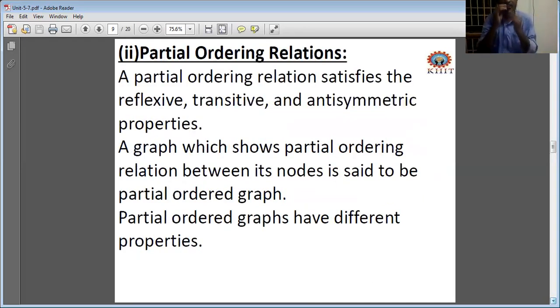Then partial ordering relations. A partial ordering relation satisfies the reflexive property, transitive property, and antisymmetric property. A graph which shows a partial ordering relation between its nodes is said to be a partial ordered graph. Partial ordered graphs have different properties.